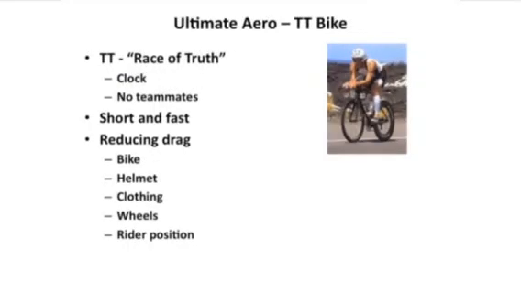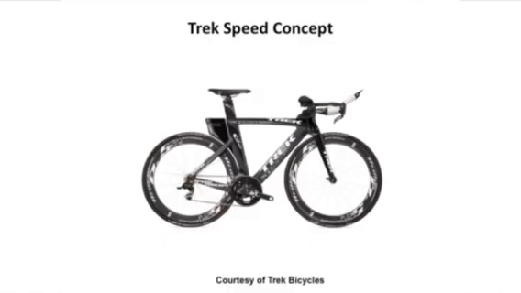The ultimate for speed in a bike is a time trial bike. Time trials are sometimes called a race of truth because all you have is a clock that you're racing against, and you have no teammates to help you out. They're short and fast. Your goal here is to reduce drag with the bike, the helmet, the clothing, the wheels, and the rider position. Everything is optimized to make the time trial bike and rider as fast as can possibly be made. This is the Trek Speed Concept bike. We'll look a little bit later on again at this bike and how this can be used for both time trials and triathlons.